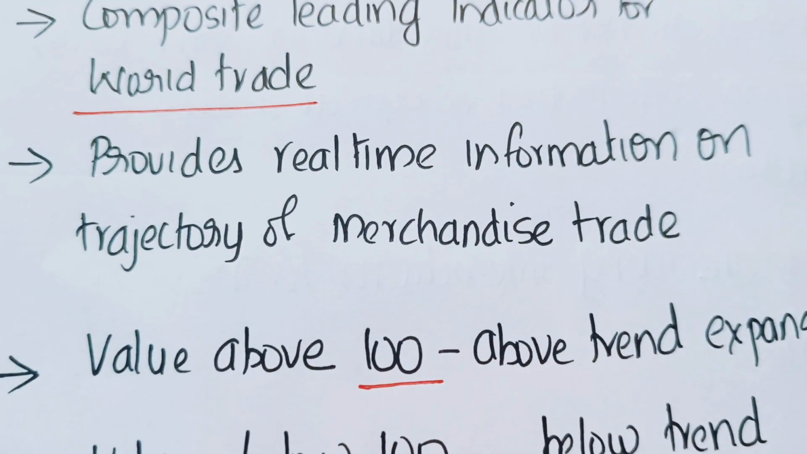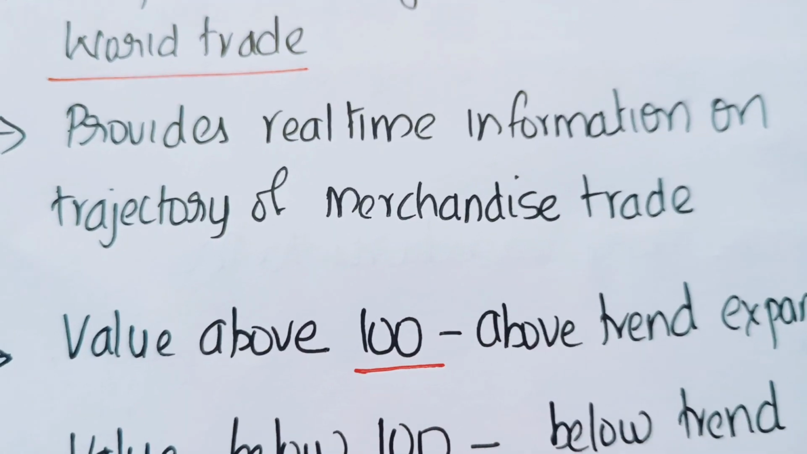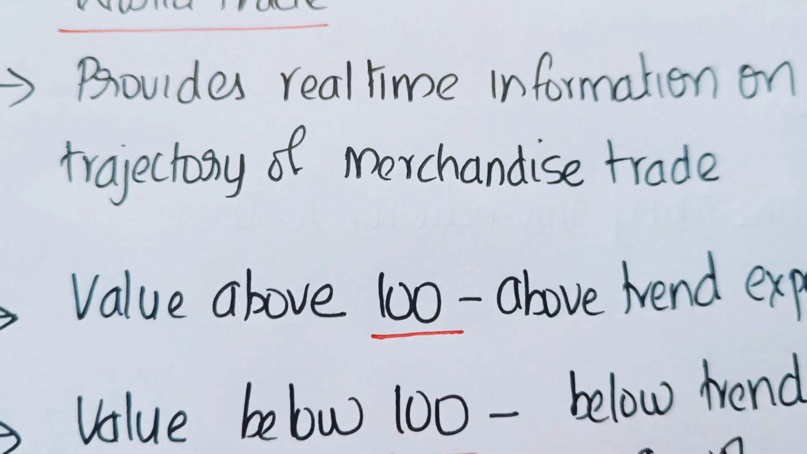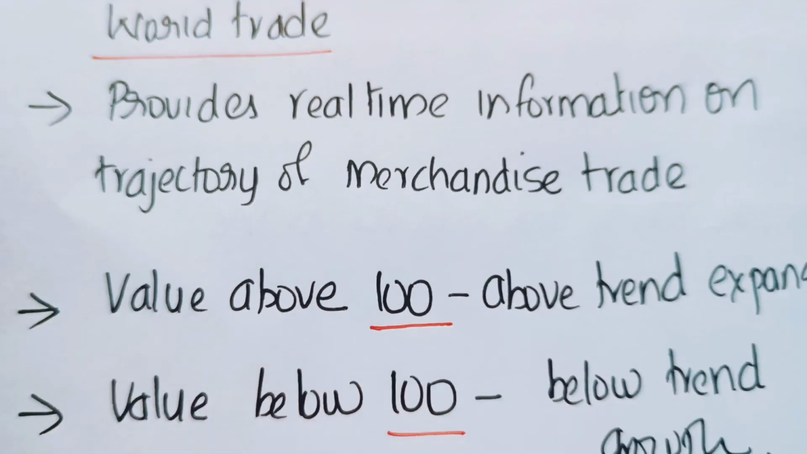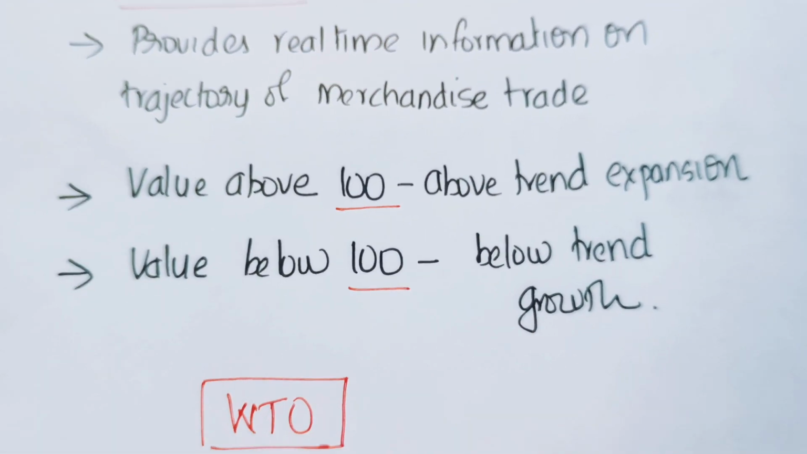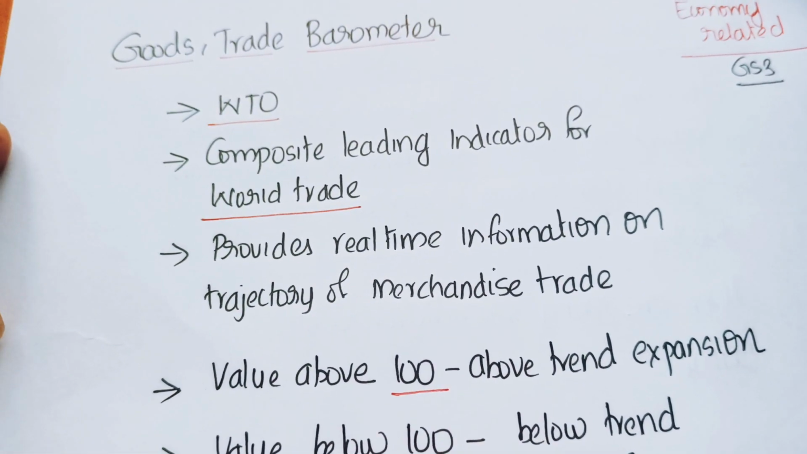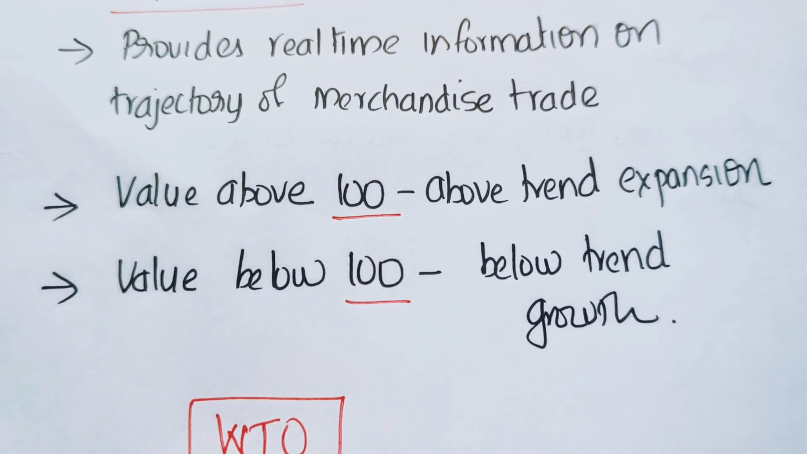Provides real-time information on the trajectory of merchandise trade. So in merchandise trade, what is the trajectory, whether it is going up or going down. So basically it's about the trend of the world trade, which can be traced through the composite index, goods trade barometer. There is a value which is given, like 100.